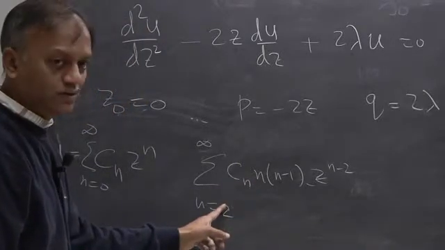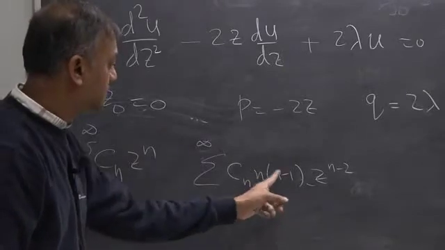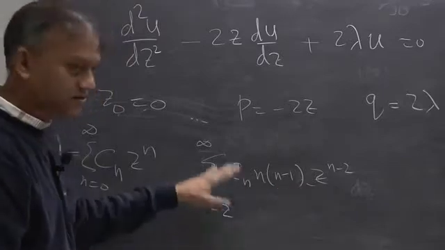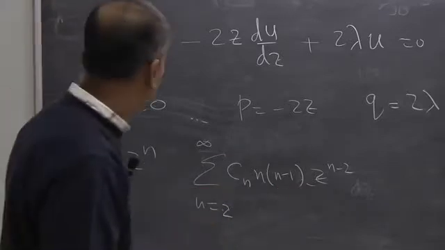So you don't need to really worry about it, because even if you had put n equal to 0, it didn't matter, because the coefficient will be 0 at n equal to 0 as well as n equal to 1. It was not important, but just to note.